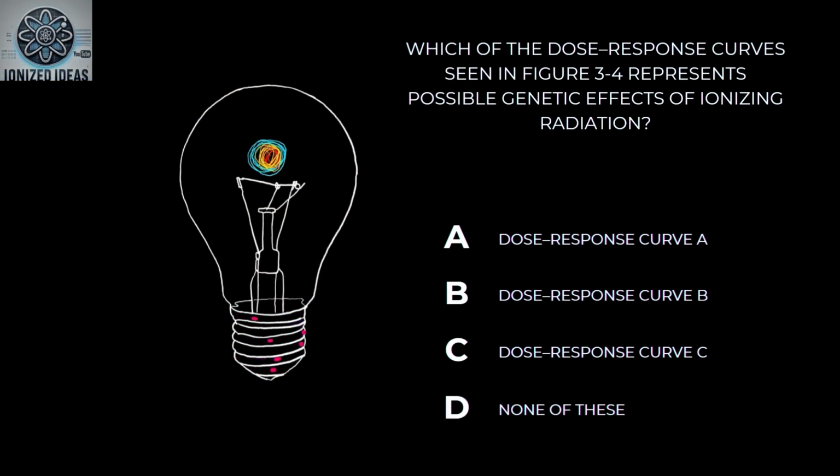Which of the dose-response curves seen in Figure 3-4 represents possible genetic effects of ionizing radiation? A. Dose-response curve A. B. Dose-response curve B. C. Dose-response curve C. D. None of these.